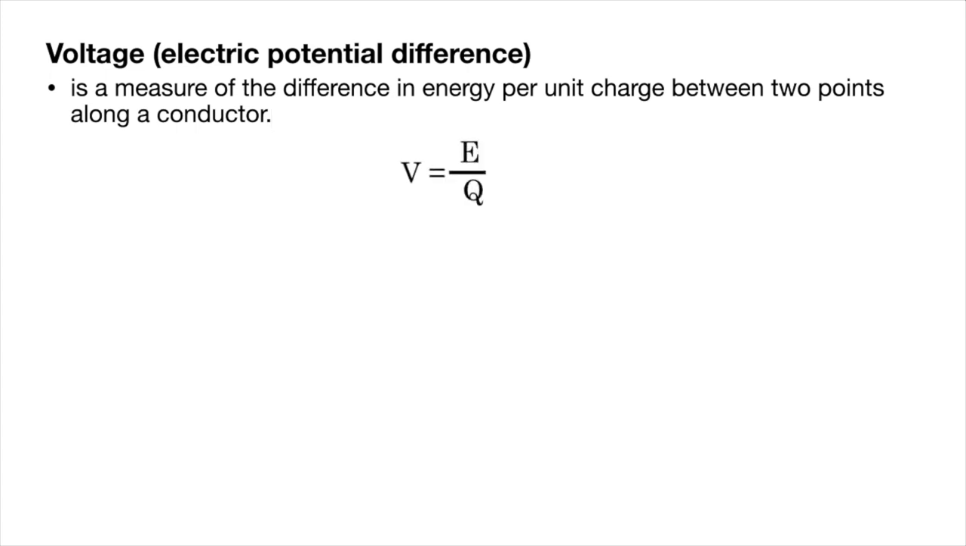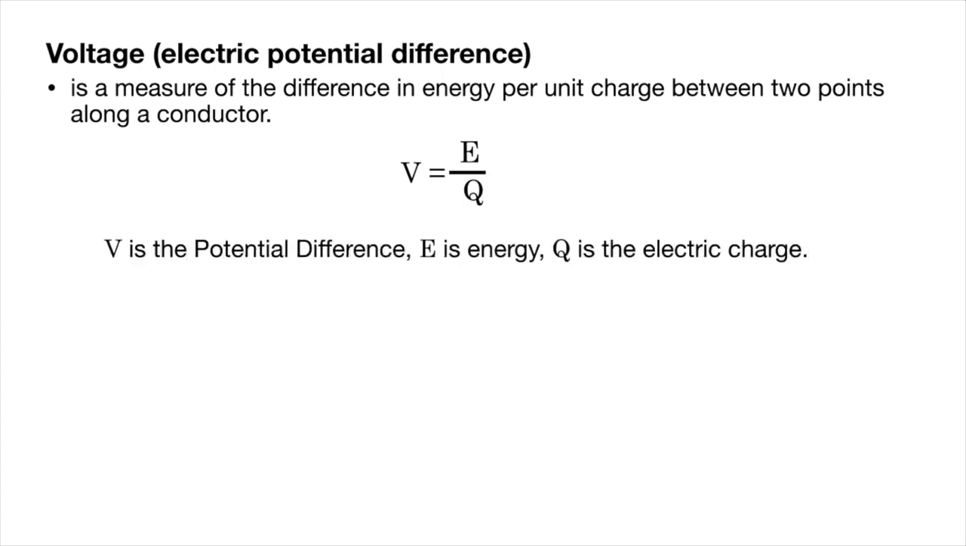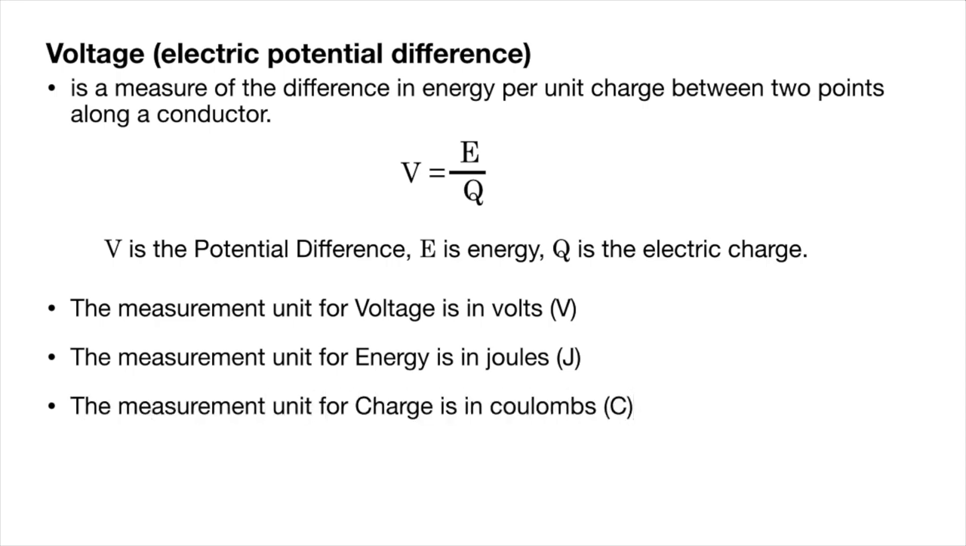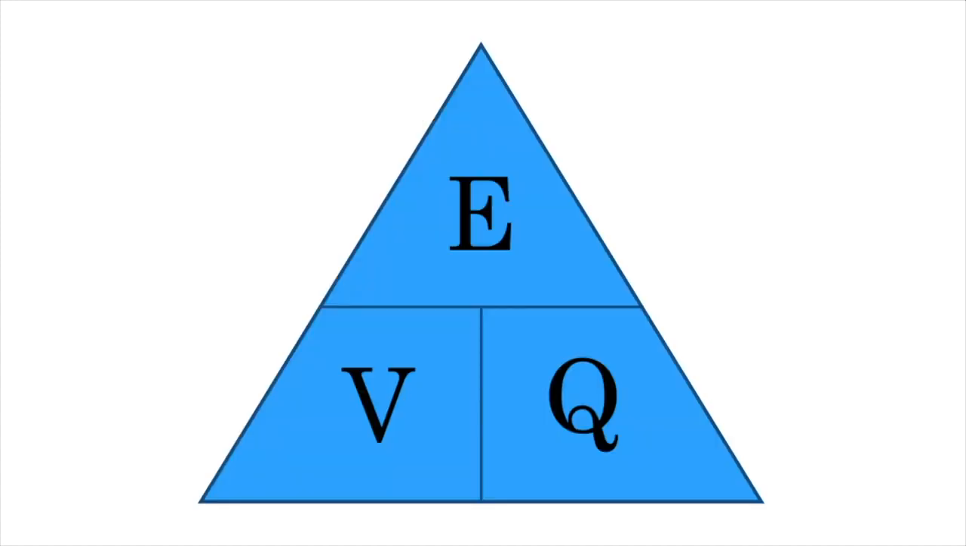V equals E over Q. V is the potential difference, E is energy, and Q is the electric charge. The measurement unit for voltage is in volts, V. The measurement unit for energy is in joules, J. And the measurement unit for charge is in coulombs, C. 1V equals 1J over 1C. This can be written in the same triangle form as the current equation, where we can see that V equals E over Q, E equals V times Q, and Q equals E over V.